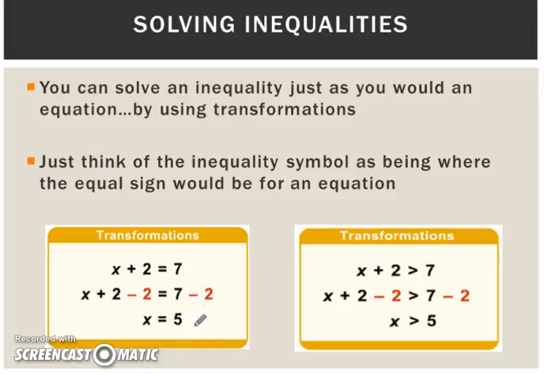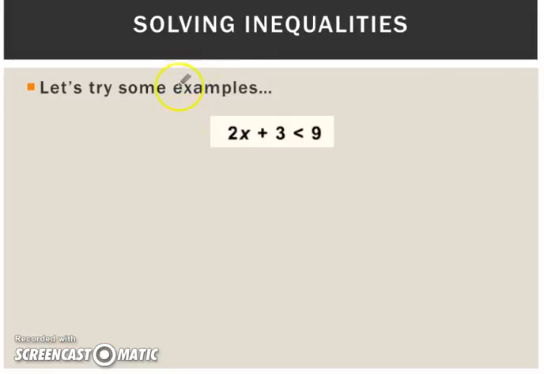So in this case, x is equal to 5. In this example over here where we have an inequality, you're going to solve it the same way. You're still going to subtract 2 on each side. But instead of an equal sign, you're going to have that inequality. So x would be any number greater than 5. So let's look at a few examples.